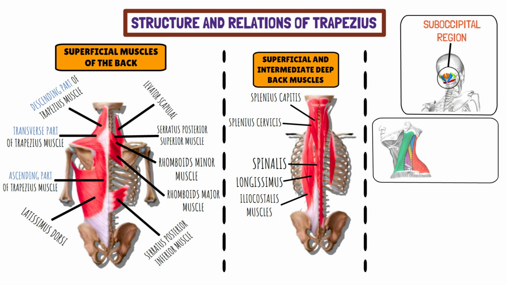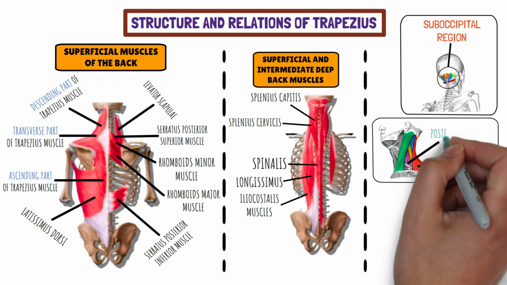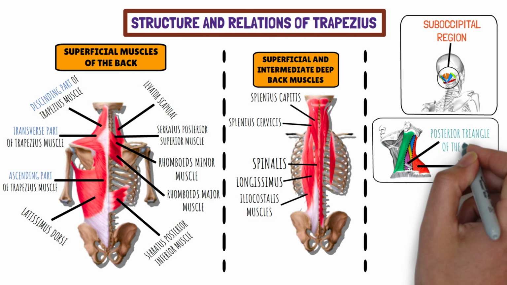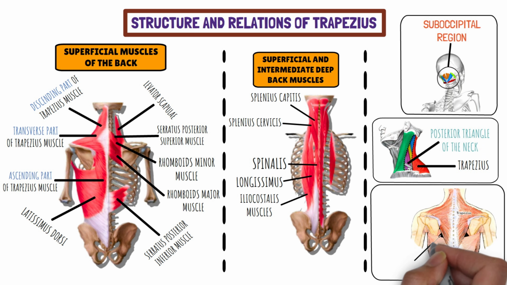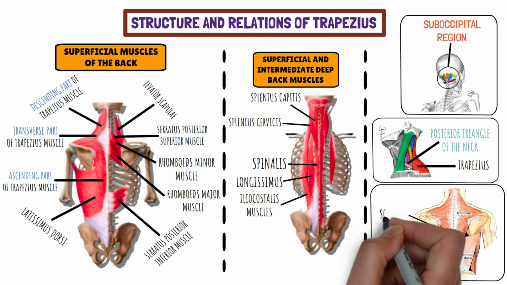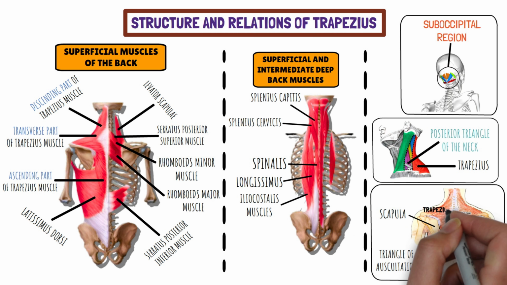The anterior margin of the trapezius muscle forms the posterior border of the posterior triangle of the neck. Moreover, its free inferior margins form the medial boundary of the triangle of auscultation, an area of the chest wall not obscured by the scapula and only covered by a thin layer of muscle.